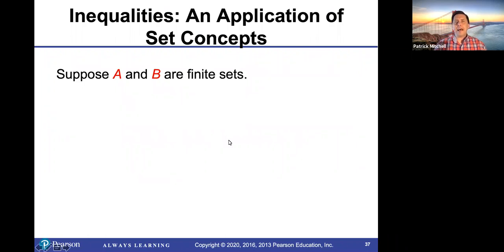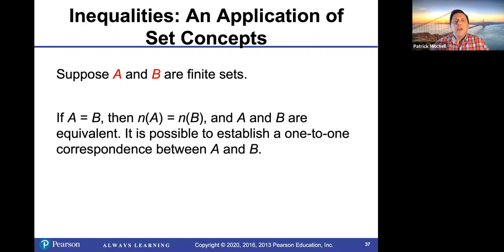All right, the last thing we'll talk about before we go back to Hotel Infinity, remember that thing, is inequalities and application of set concepts. So suppose that A and B are finite sets. If A and B are equal, then the cardinality of A and the cardinality of B are equal. In other words, the two sets have the same number of elements, and A and B are also equivalent. It is possible to establish a one-to-one correspondence between A and B.